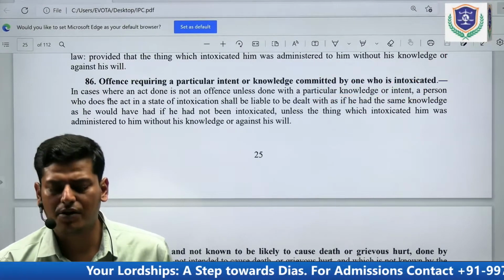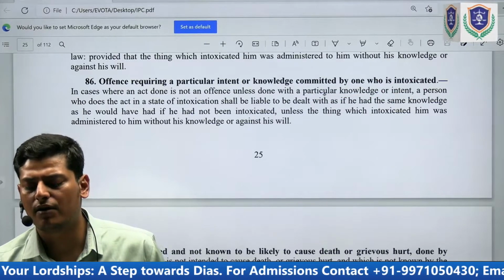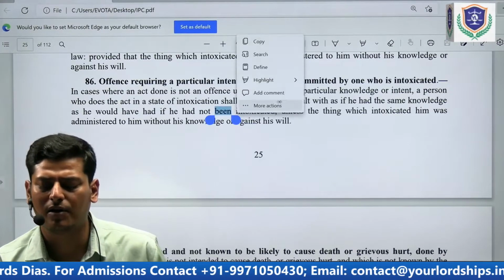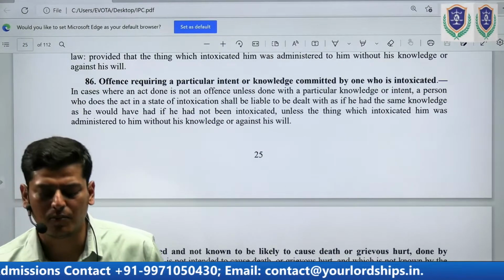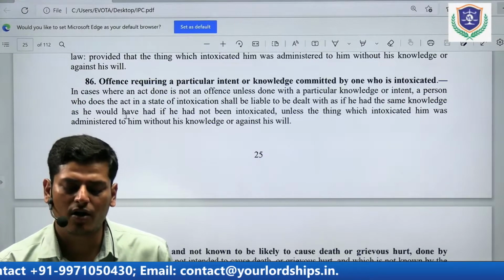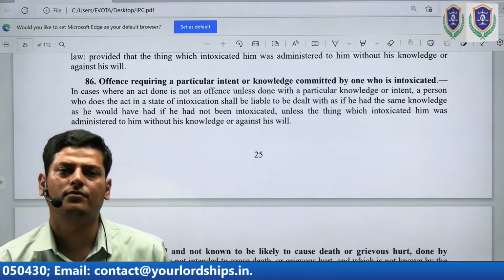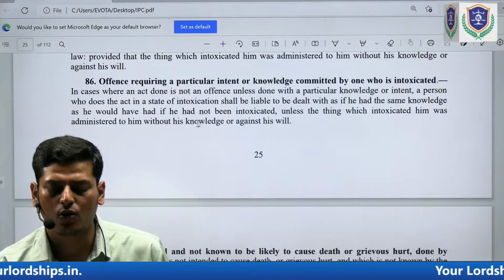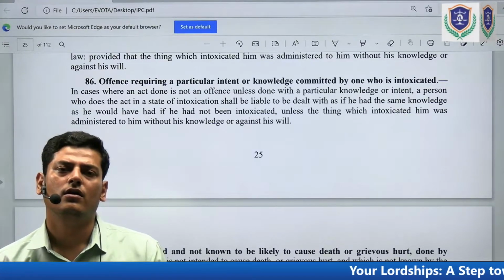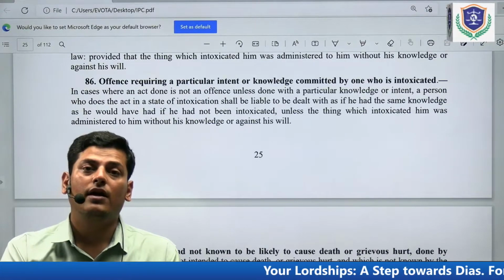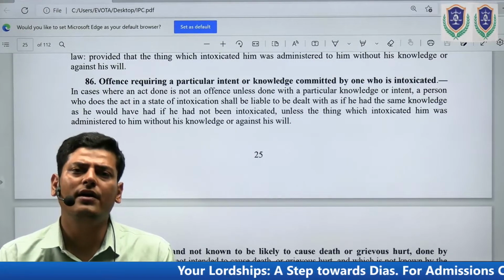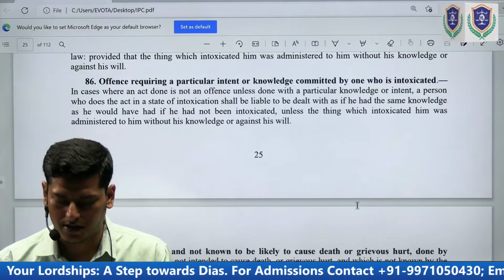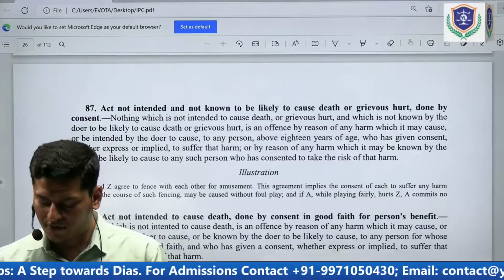Here we see that in cases where an act done is not an offense unless done with particular knowledge or intent, a person who does the act in a state of intoxication shall be dealt with as if he had the same knowledge as he would have if he had not been intoxicated, unless the thing which intoxicated him was administered to him without his knowledge or against his will. So if intoxication was involuntary, then both things will not be imputed. Okay, so this is all about the defense of intoxication.